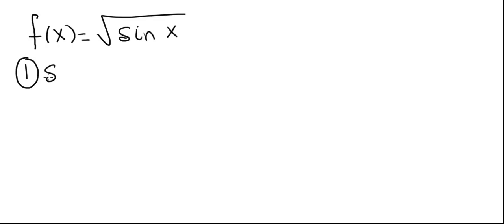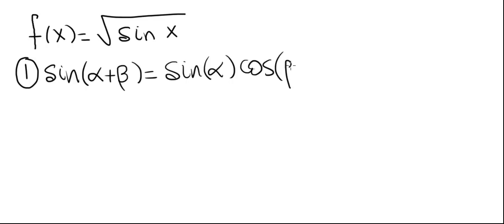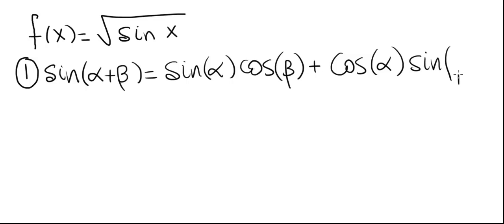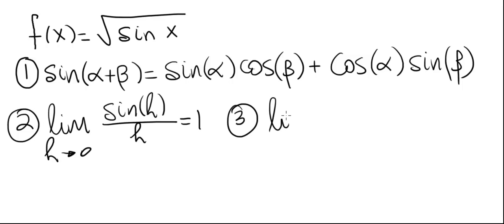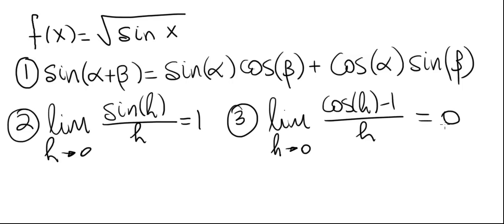The first one is the trig identity, which is sine of alpha plus beta is equal to sine of alpha times cosine of beta plus cosine of alpha times sine of beta. The second result we'll need is the limit as h approaches 0 of sine of h over h equals 1. And the third result we'll need is the limit as h goes to 0 of cosine of h minus 1 over h equals 0.